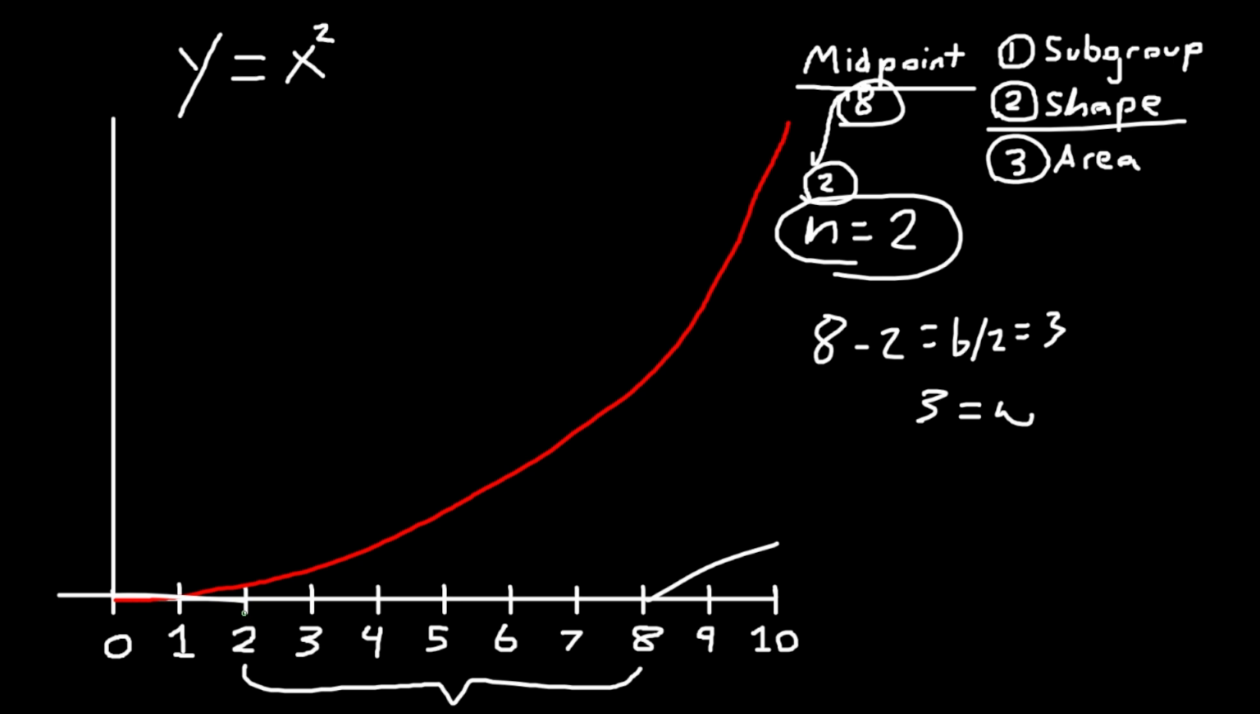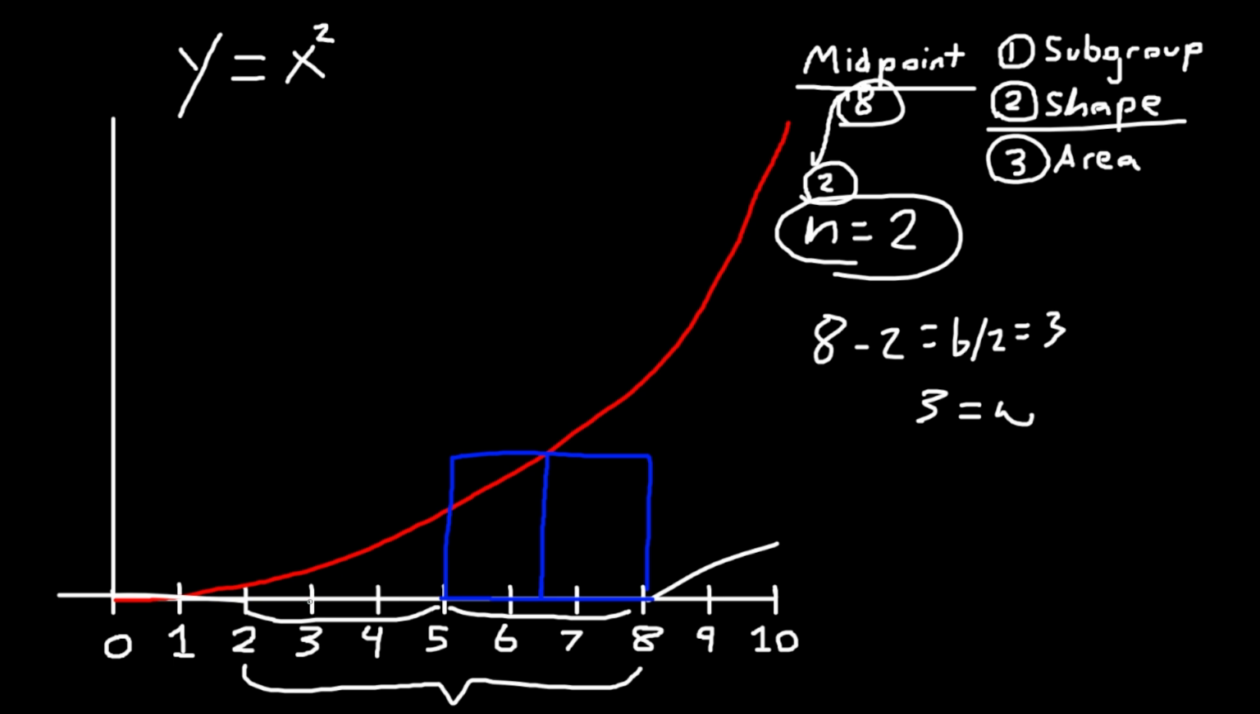So our subgroups are going to be 2 to 5, and then 5 to 8. And then for a midpoint Riemann sum, for our shapes, we're going to do a similar thing to what we did before with the left and right, but instead of going from the left and coming up, or starting from the right and coming up, we're going to start at the middle of the two. So 5 and 8, in between those two is 6.5. So we start at 6.5, come up until we meet the graph, and then that's going to be our height.